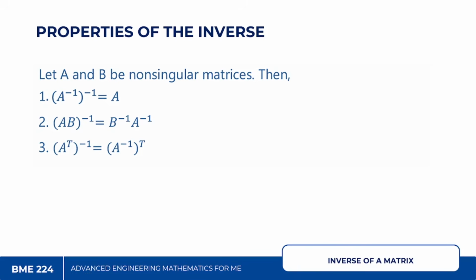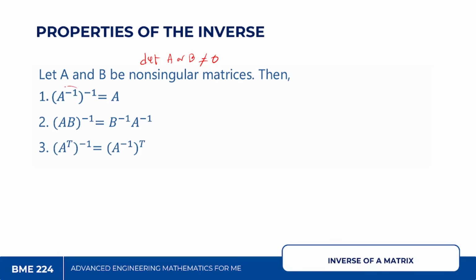Okay? So, ito din mga properties of the inverse. Let A and B be non-singular matrices. Kapag sinasabi natin non-singular matrices, yung determinant niya, determinant of A or B, is not equal to 0. May value yan, either negative or positive but not exactly equal to 0. Then, you have these properties. I've already presented this during our face-to-face classes. So, let's recall lang.